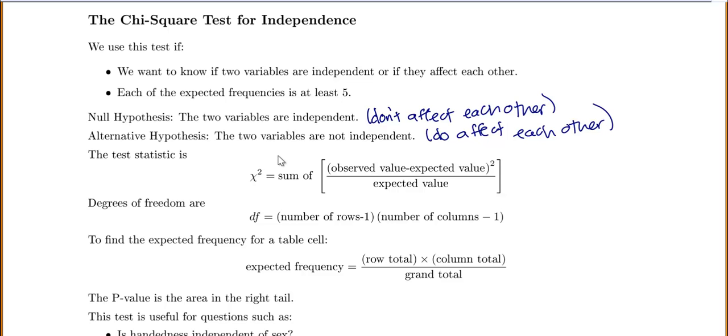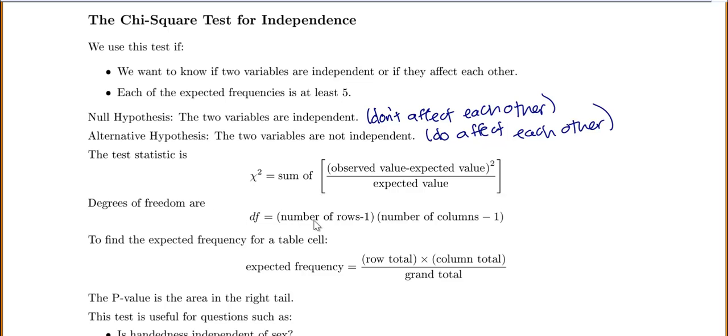Then our test statistic is chi-squared equals the sum of the observed value minus expected, squared, over expected. Now you might notice that this is the same test statistic as the chi-square test for goodness of fit. The tests are slightly different. The tables are also set up slightly differently. But luckily for us, the chi-square test statistic is exactly the same.